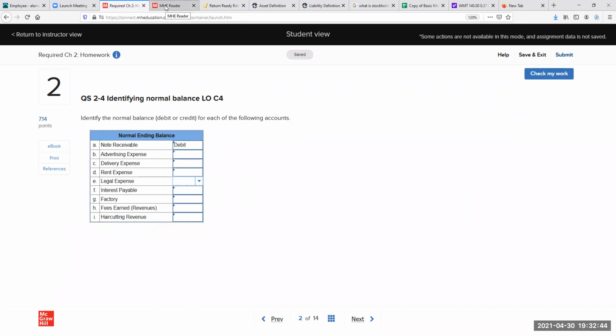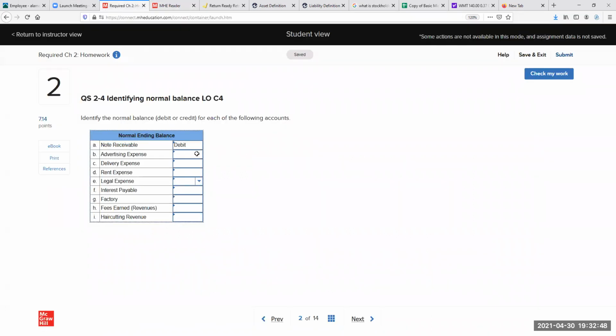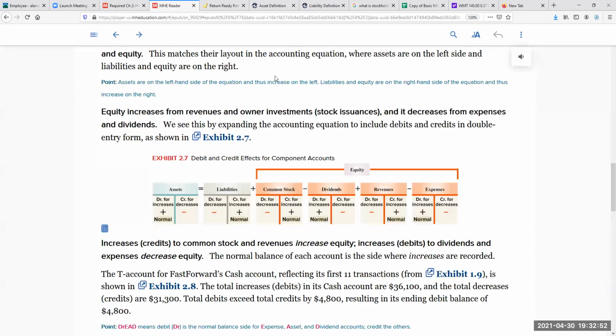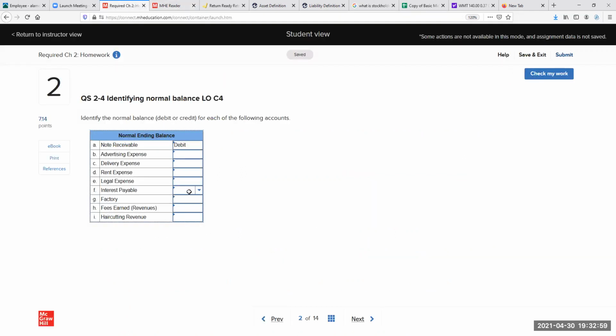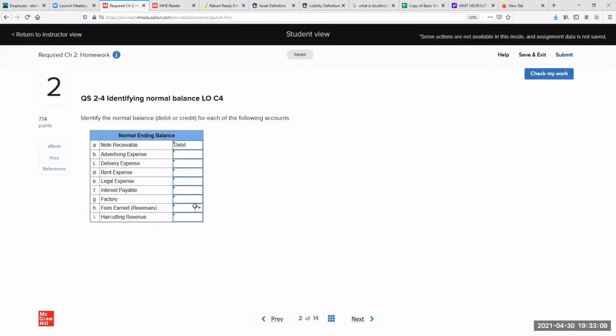And what side do they increase on? So that would be the normal balance. Interest payable is a liability, it increases on the right side. So that's the normal balance. Factory is an asset. Fees earned is a revenue. So what about revenue? Revenue increases on the right side. So what's the normal balance? And haircutting revenue. So these are both revenue accounts.